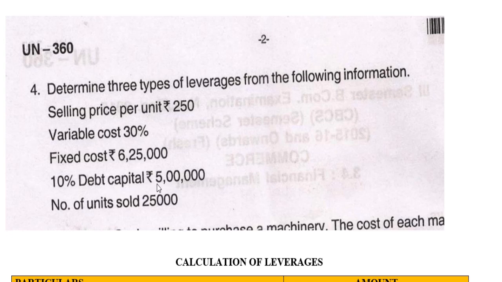10% debt capital rupees 5 lakh means you need to calculate interest here. The 10% indicates the rate of interest on debentures. So the 10% on 5 lakh, the interest will be 50,000, and the number of units sold is 25,000. Now let us prepare the income statement.